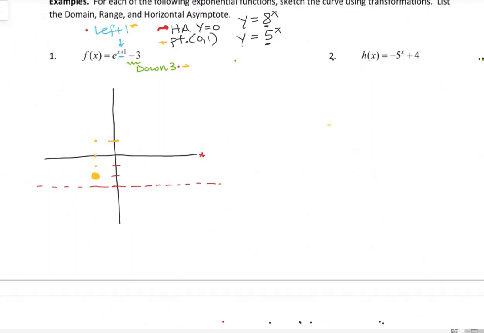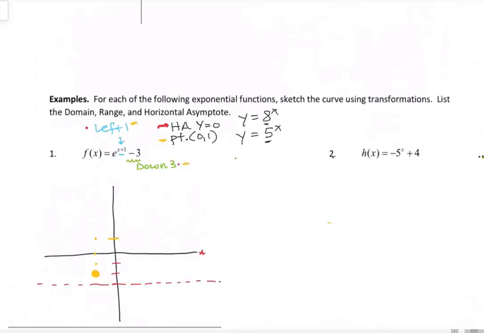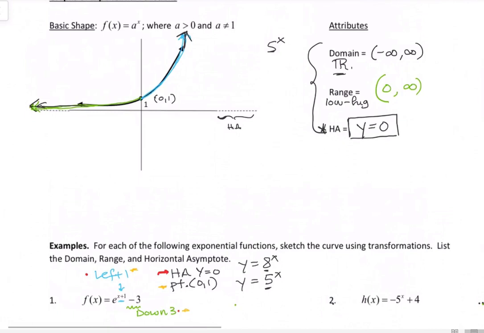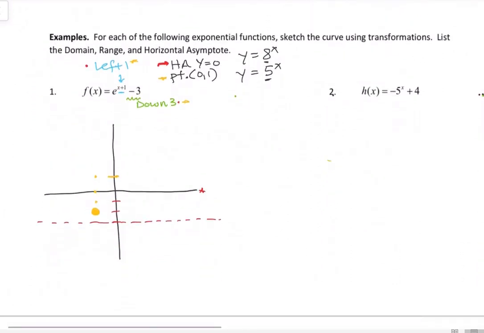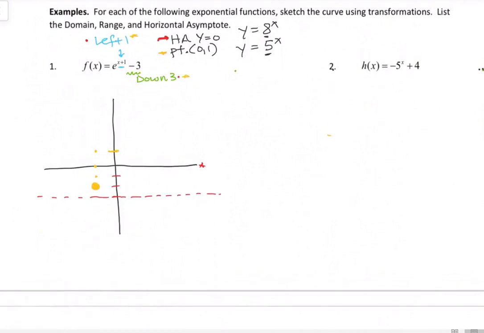So when I go to sketch my curve, I did not have any reflections, which means that the shape of the curve is going to match the shape in my basic shape. So if we go back to this example and mimic that shape, my curve is going to end up looking like this. So there is my graph.